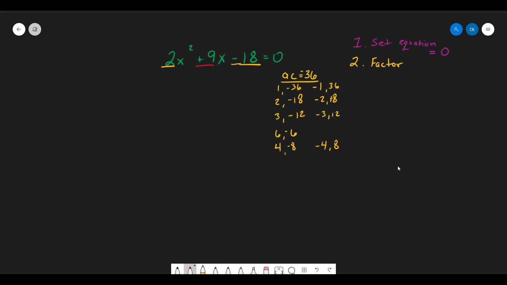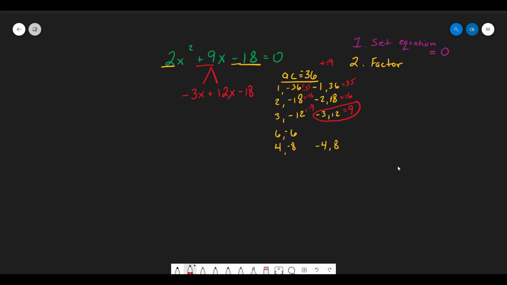Again, I'm looking for which pair is going to add to be 9. This is going to be negative 35. This is going to be 35. This is going to be negative 16, and this is 16. This is negative 9. This one's positive 9. So I found the pair that I need. So this will break up. The positive 9x is going to break up into a negative 3x plus a 12x.